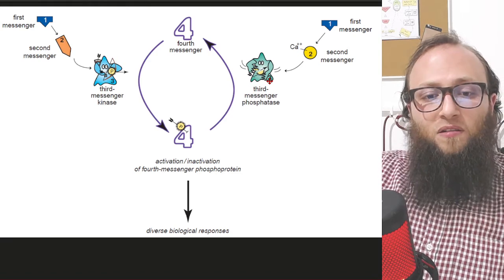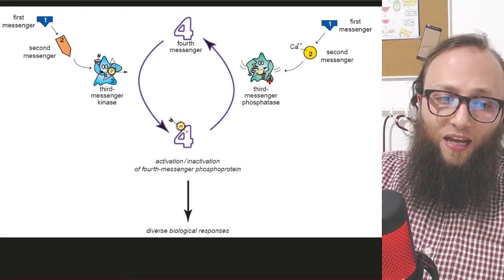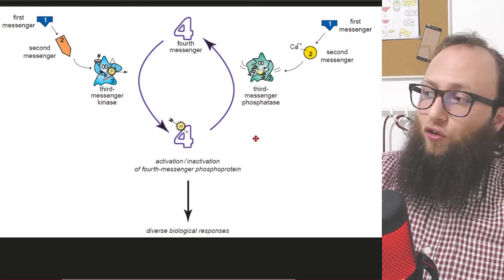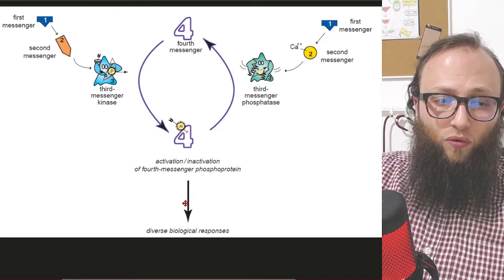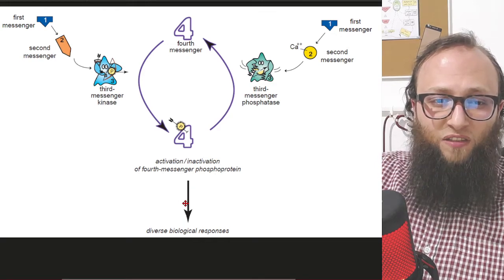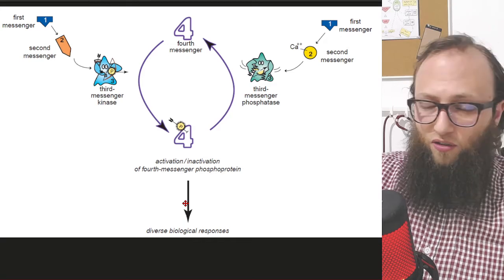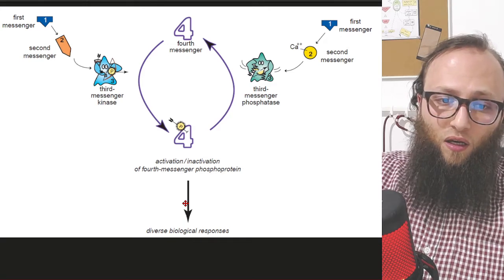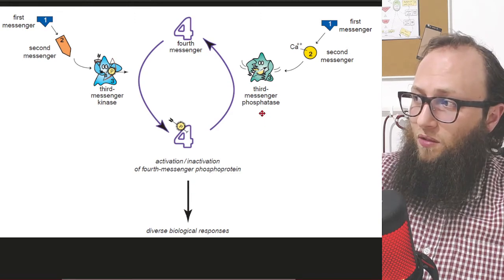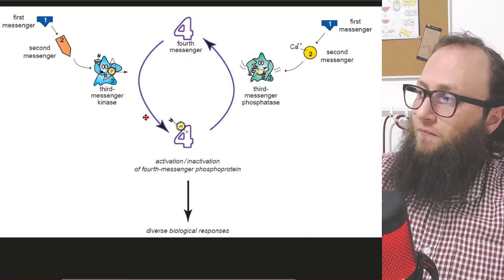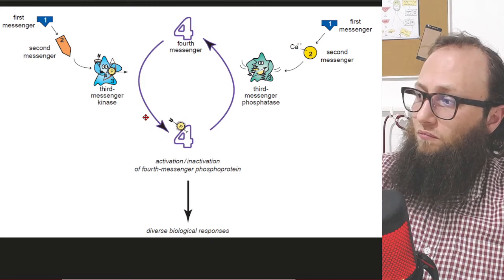determines the degree of downstream chemical activity, which gets translated into diverse biological responses such as gene expression and synaptogenesis and so on. So that's the balance between them. So that's it.